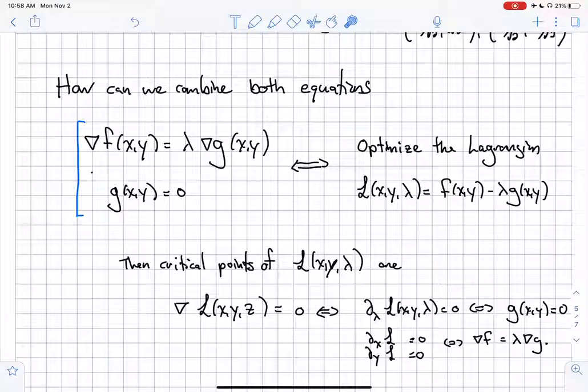Then you also have the derivative in x and y. And if you think about it, this is going to give you actually the other equation that the gradient of f is equal to lambda gradient of g. Okay? Because when you take the derivative in x, you get the derivative in x of f minus lambda, the derivative in x of g. Same thing for y. Okay? So either you write it this way or you write it this way.